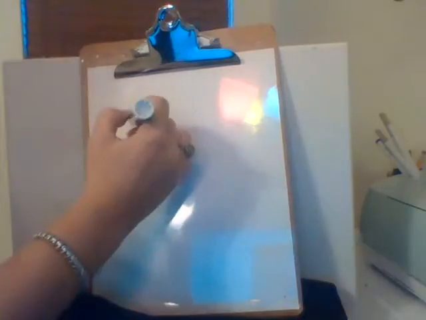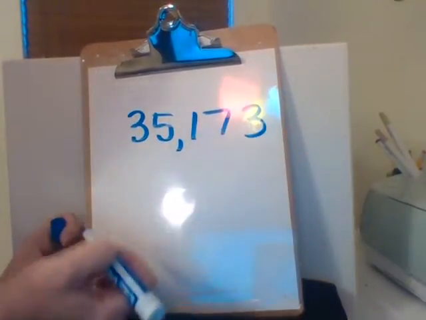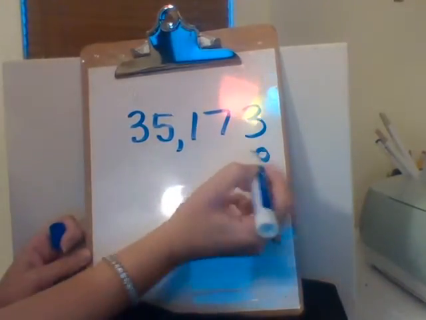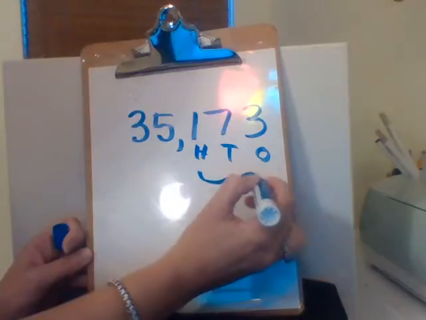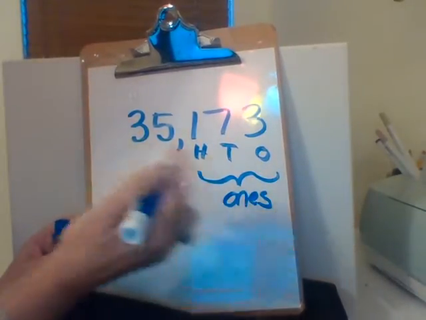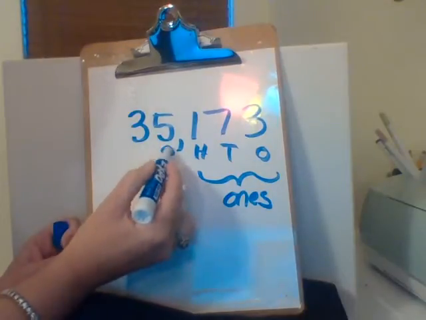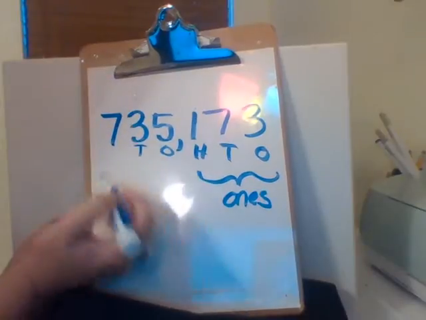All right, we're just going to get a 5-digit number on here, 35,173. Okay, so here we have our ones, our tens, and our hundreds place. This is our ones family. Our ones period is what it's called. And we have our ones and tens. Actually, why don't I just go ahead and make this a bigger number in hundreds?